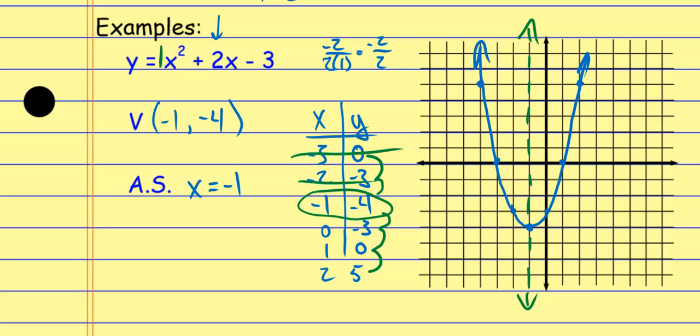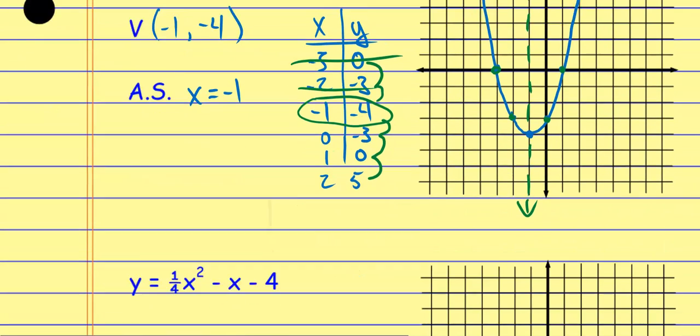I already have the vertex. I already have 1 point. Do 2 or 3 more, and all of a sudden we can reflect those and graph the parabola, okay? And so I can see these points graphed here. There it is, 0, -3, 1, 0, 2, 5. That's enough, and I can reflect these points over on the other side to draw the rest of this parabola, okay?